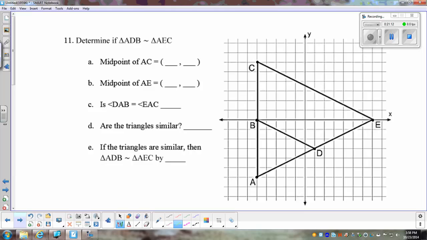All right, the midpoint of AC. This one's just a straight line. Distance from AC is 1, 2, 3, 4. I went down 12 and didn't go over at all, so divide that by 2. I have to go down 6. That ended me up right here at point B, which is negative 5, 0.